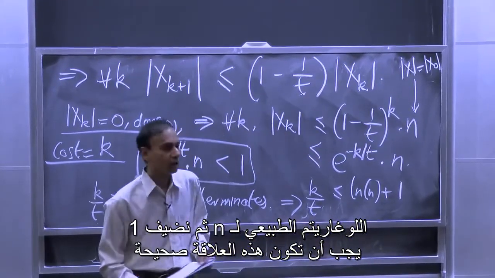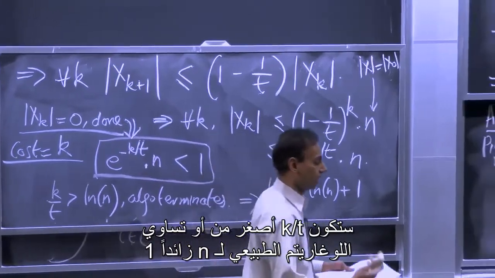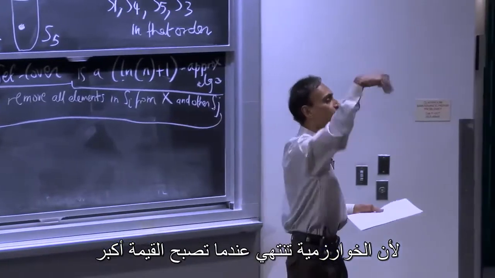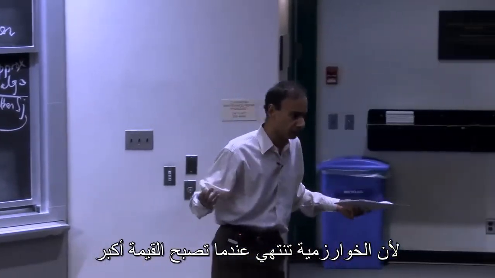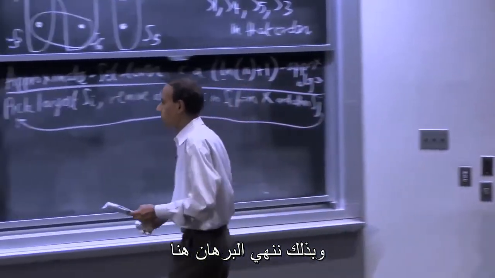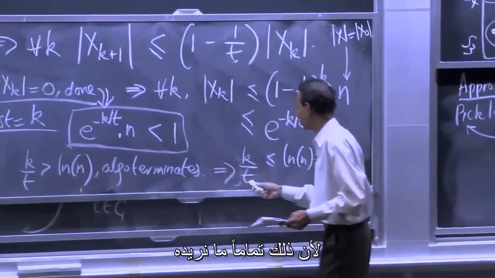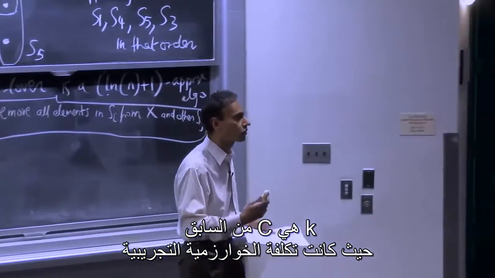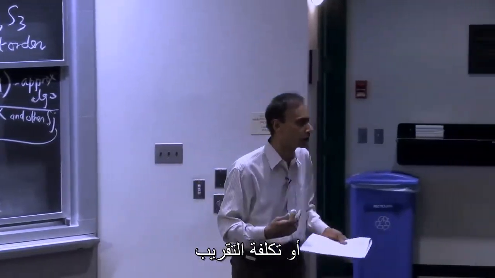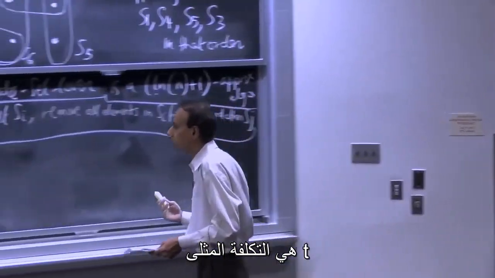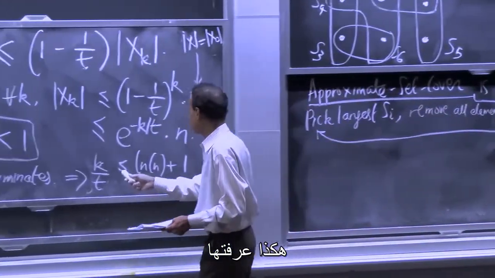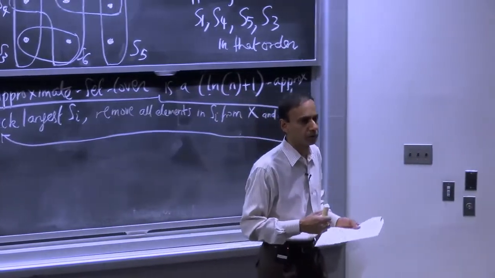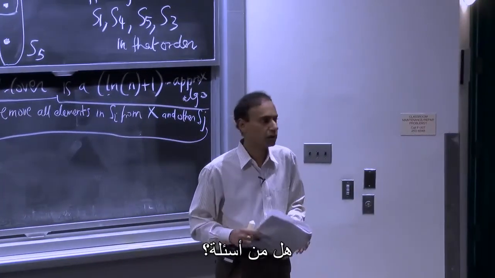That is valid, right? K over t is going to be less than or equal to the natural logarithm of n plus 1, because the instant it becomes greater, the algorithm terminates, all right? And that's how you got your proof over here, because this is exactly what we want. K is our C from way back, the cost of our heuristic or our approximation. T is the optimum cost. That's what I defined it as, and this is a bound on K over T. All right? Cool. Any questions on this?